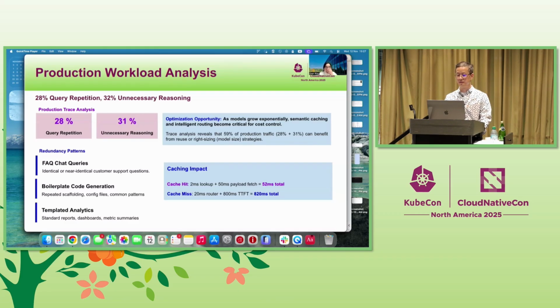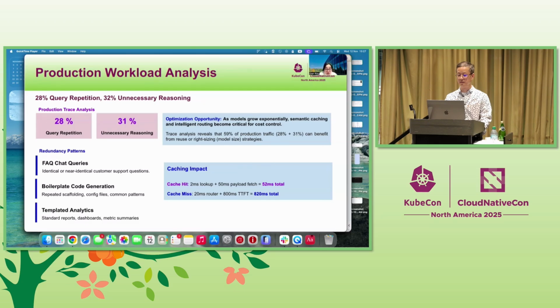router. Look at the impact on time to first token, TTFT. A cache hit returns the result in about 52 milliseconds. A cache miss, which may involve routing and model inference, takes over 800 milliseconds. So that's a 16 times difference in user experience.